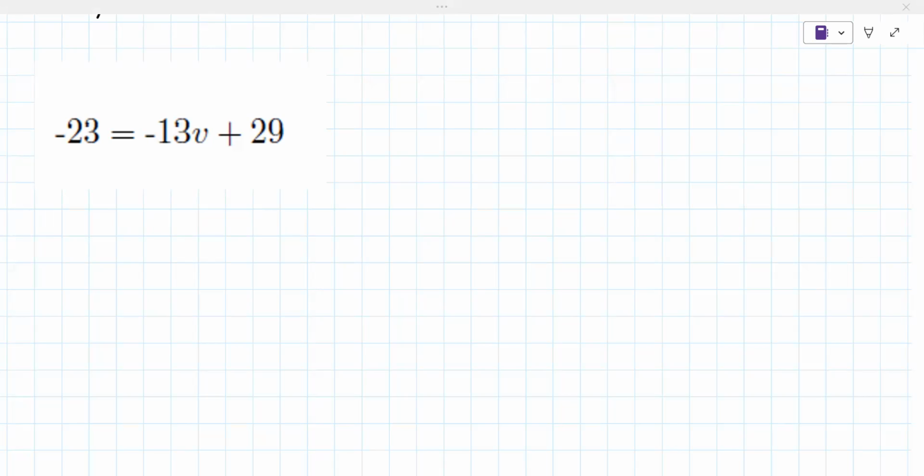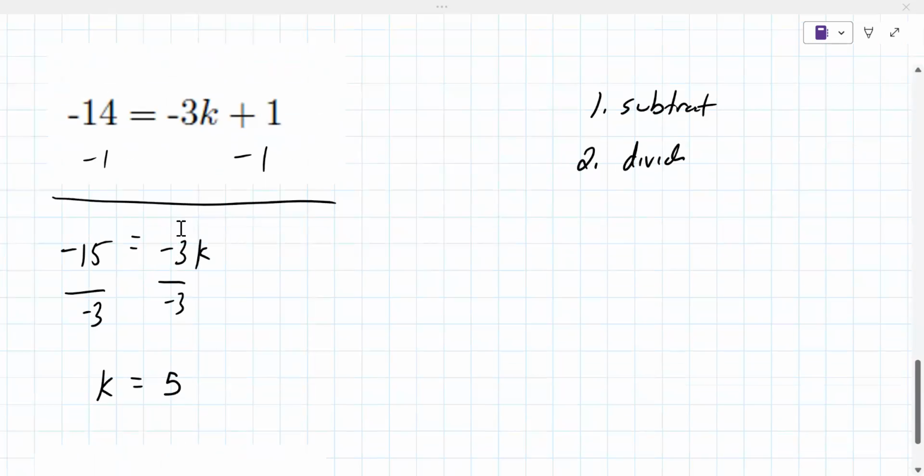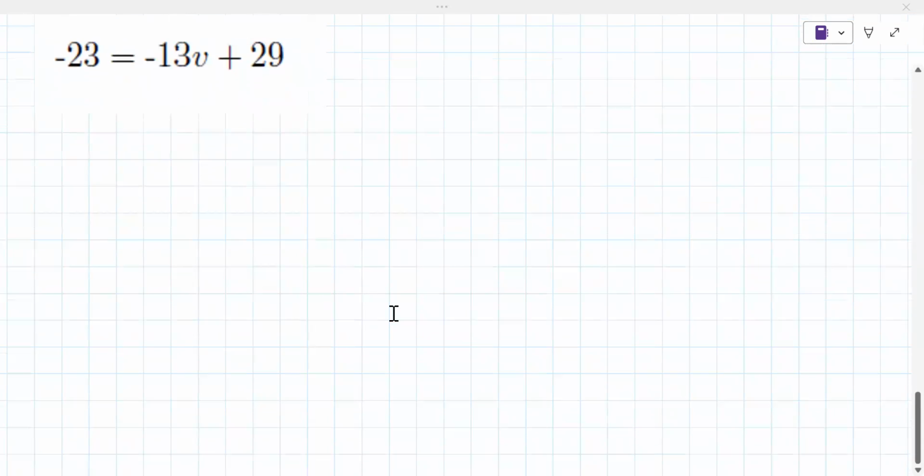Is this going to be tough? It's the same as this problem, just bigger numbers. Same thing though. You subtract and then divide. Yeah, but you cannot subtract 29 from 23 because it doesn't go. Yes, you can. You can add and subtract any numbers.